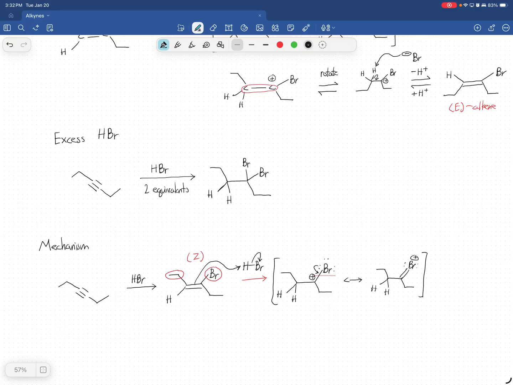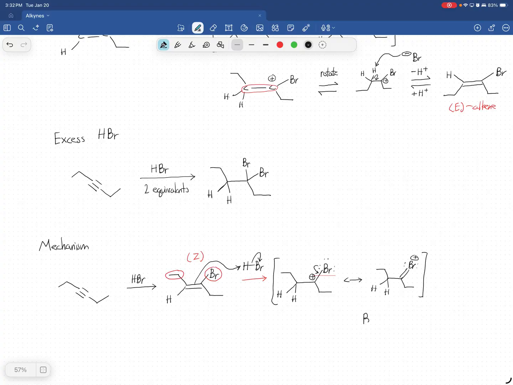So, when drawing mechanisms, if it's important to show the resonance structure, show it. But you might be wondering, okay, what structure do I use to go forward? It doesn't matter. Use either structure you want, okay? This one, I'm going to use the right-hand structure.